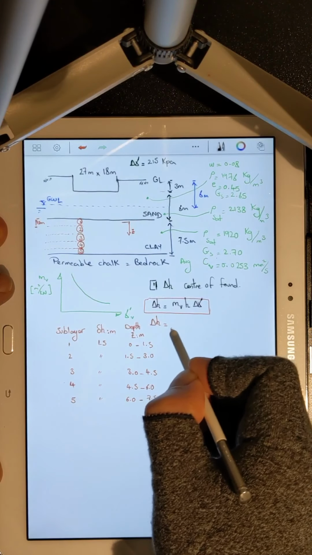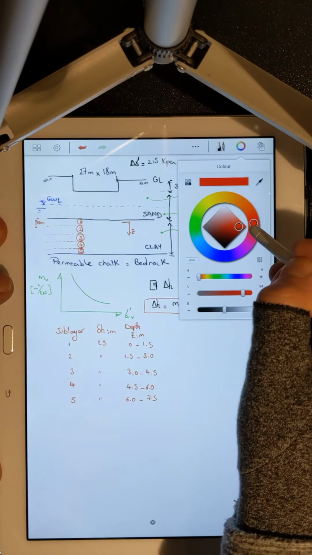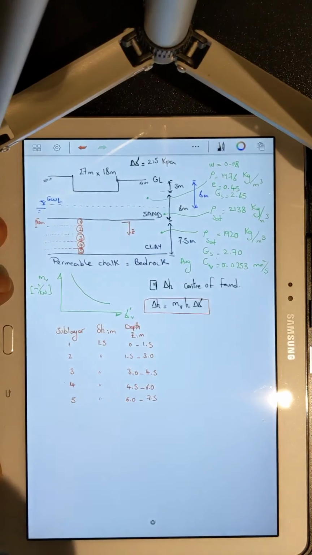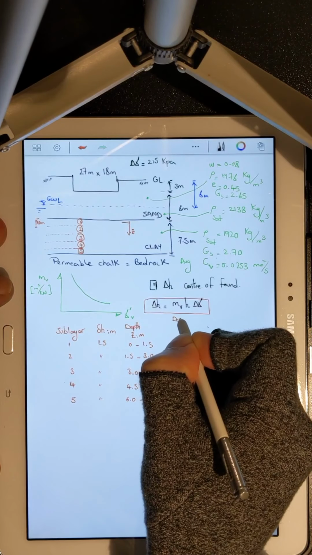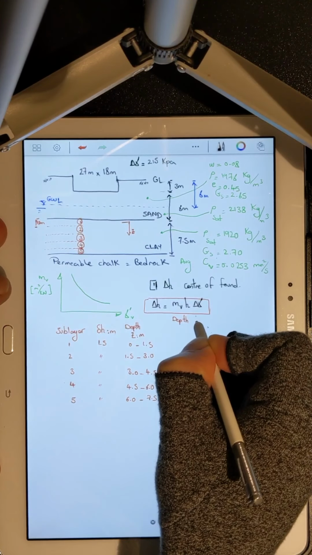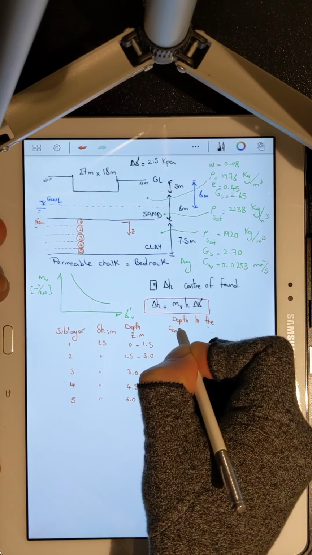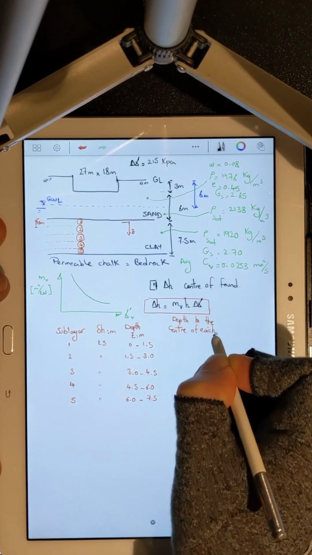I'm going to buy a bit of space. Okay. How about depth to the center of each sublayer?